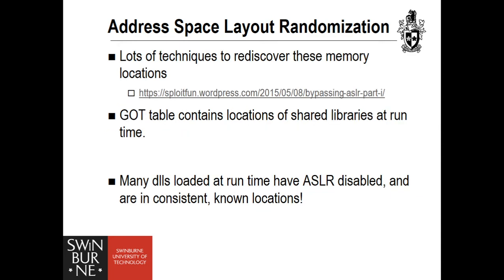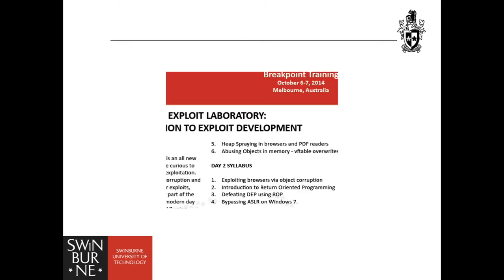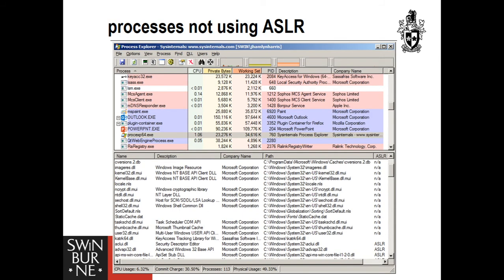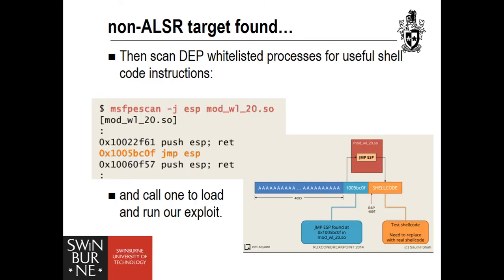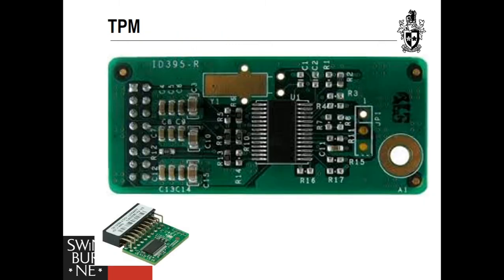There are a lot of techniques to discover this memory location. This is an example. The GOT table contains the location of shared libraries at runtime. DLLs loaded at runtime have ASLR disabled and are in constant known locations. Then scan the whitelisted process for useful shellcode instructions and call one to load and run our exploit.